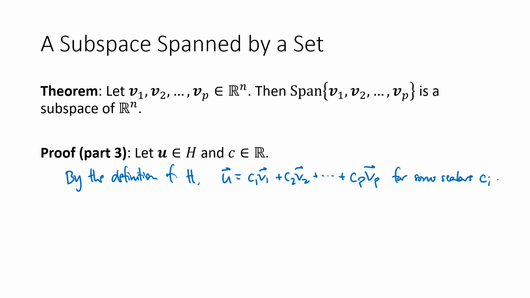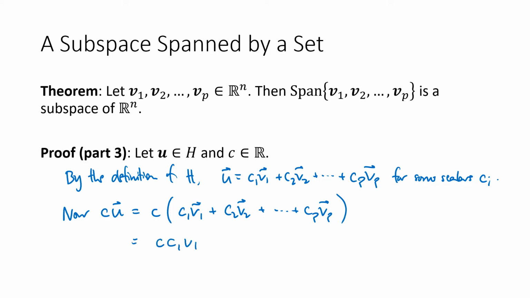And then we've got our scalar c. So now what we want to check is that when we multiply c times u, we want to see what we get. Well, that's going to be c times that linear combination, c1 v1, c2 v2, all the way up through cp vp. And now we can distribute. So I've got c c1 v1 plus c c2 v2, all the way up through c cp vp.